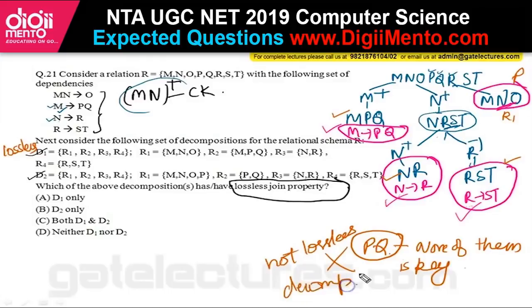Lossless decomposition means if there is a table, then one of the attributes should be the key of that particular table, but among P and Q none of them is the key, so that's why it is not lossless decomposition. So D2 is not the answer here. What they are saying: which of the above decompositions are lossless? So it is D1 only, not D2. Okay, so A is the answer.